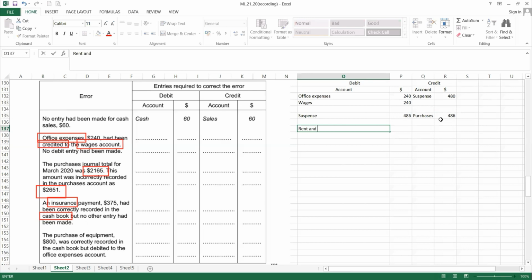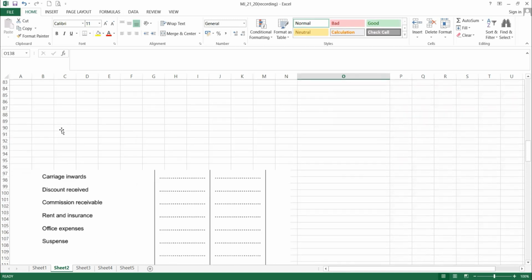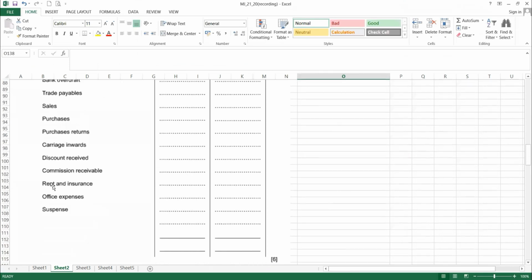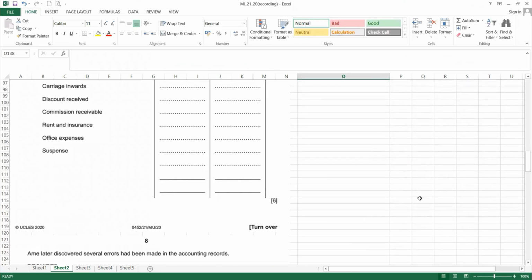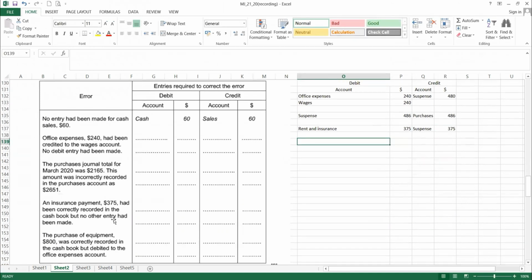Rent and insurance. Why I write rent and insurance? Because in the account on top, the account on top showing that here they put rent and insurance. So I record in the rent and insurance account. 375. But because it's a one side, the cash book is correct, don't touch cash book, touch the suspense account. 375.